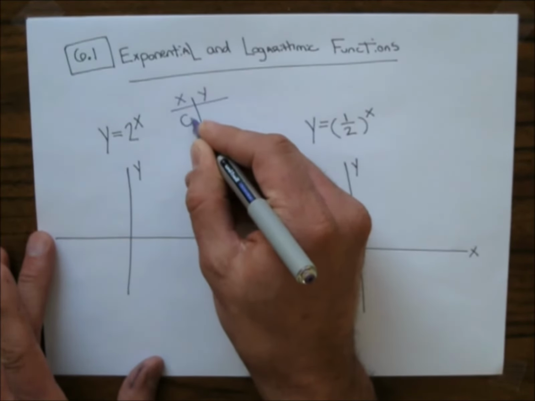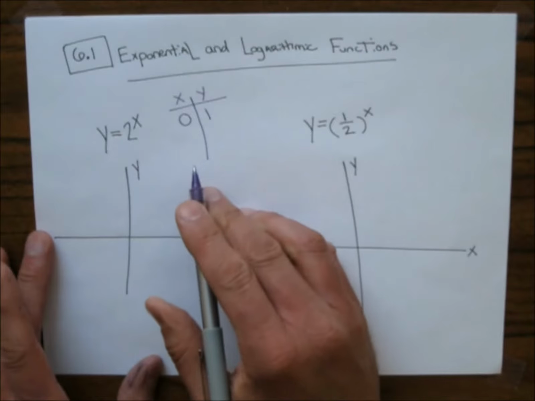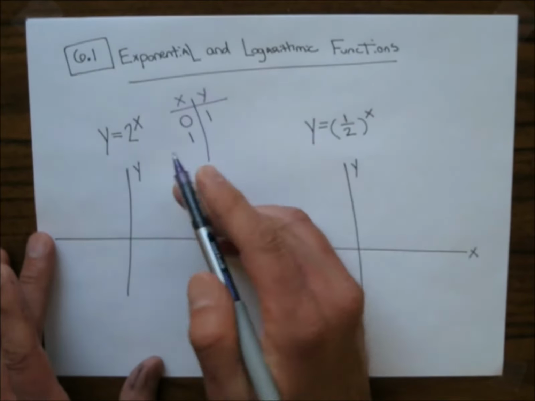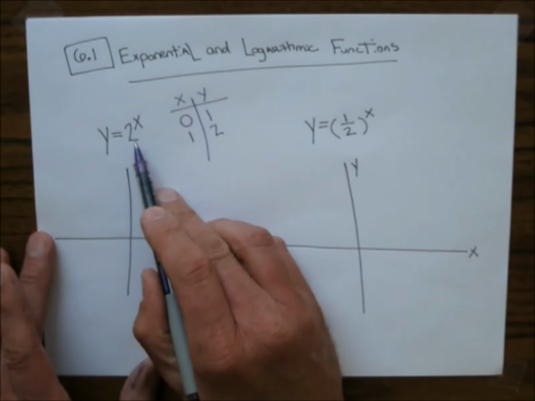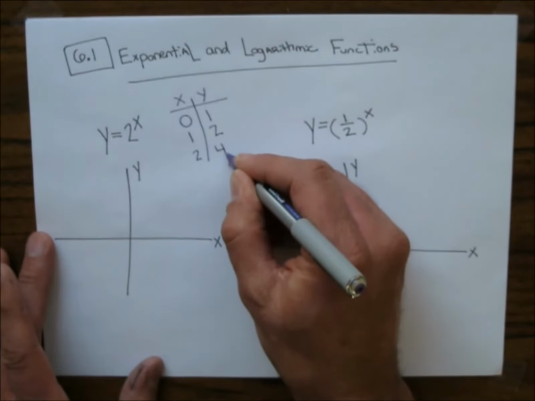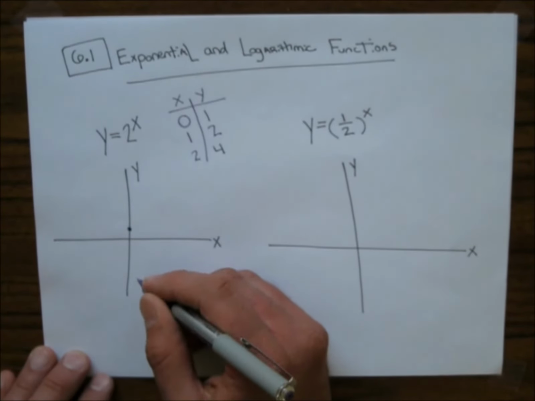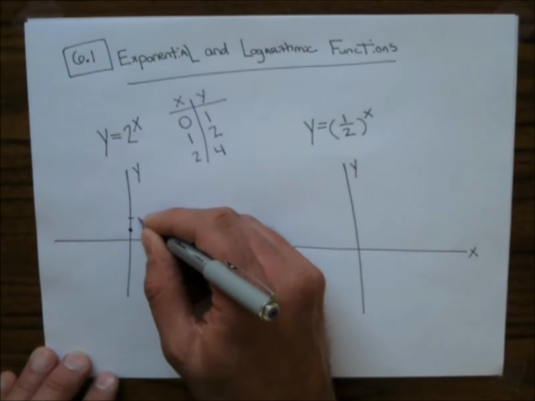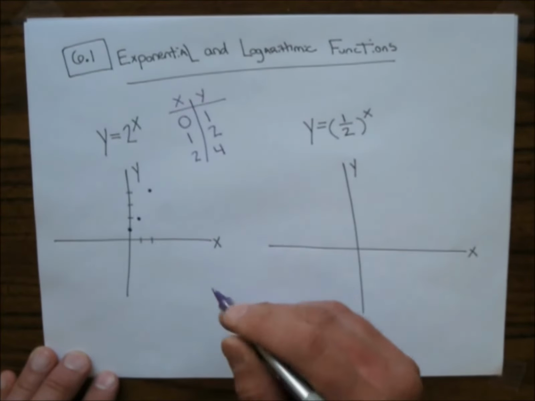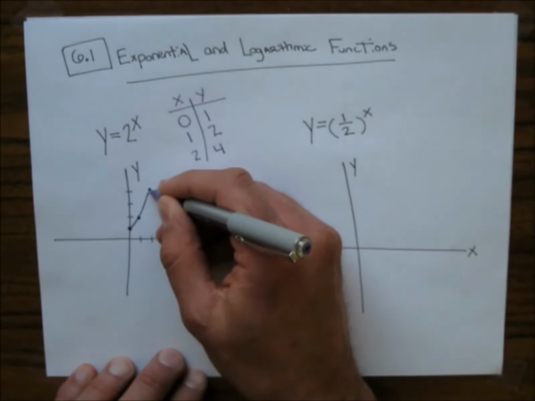Well, if x is 0, 2 to the 0 is 1. If x is 1, 2 to the 1 power is 2. X is 2, 2 to the 2 is 4. So let's graph some of those points. 0, 1, 1, 2, 2, 4, and you could put 3, 8. You see your graph is going to go up like that.